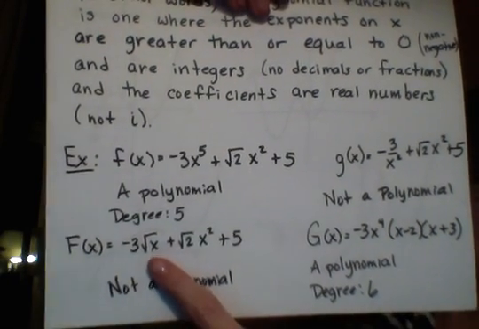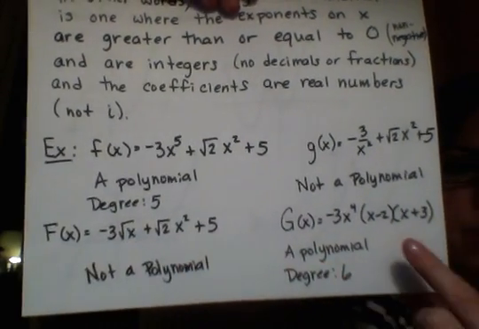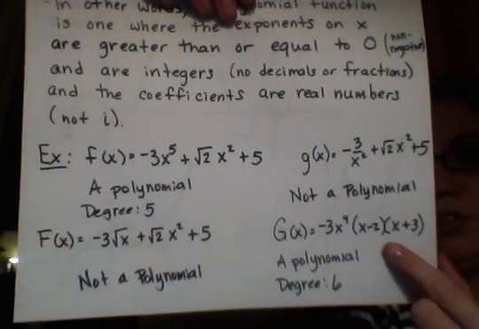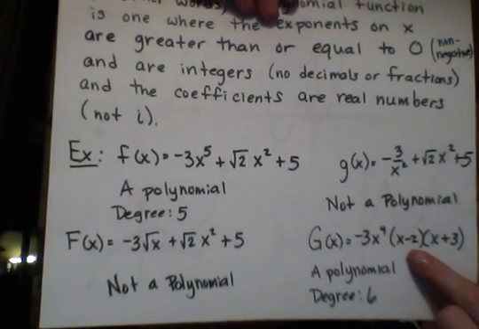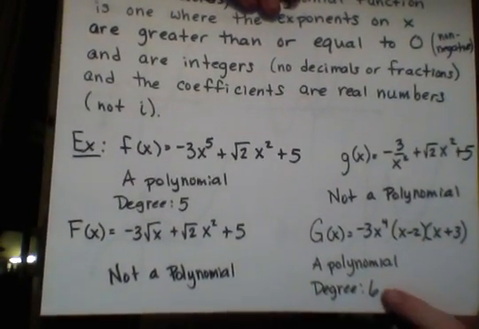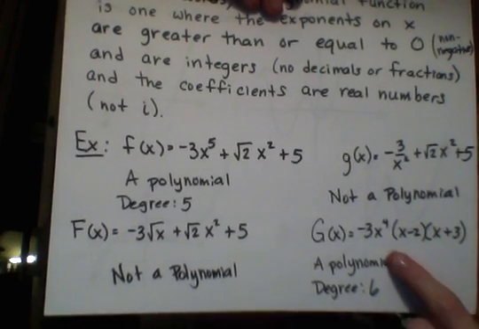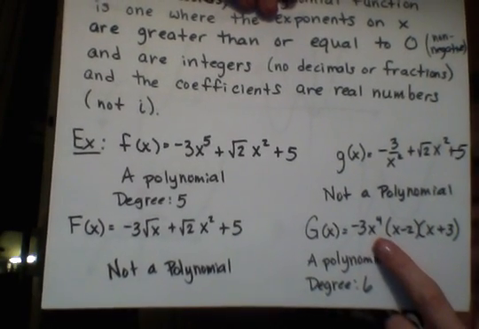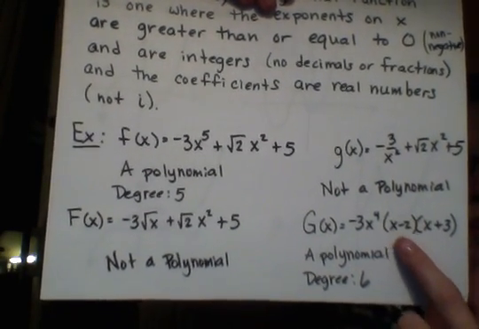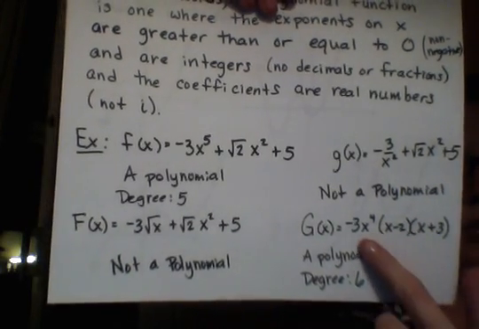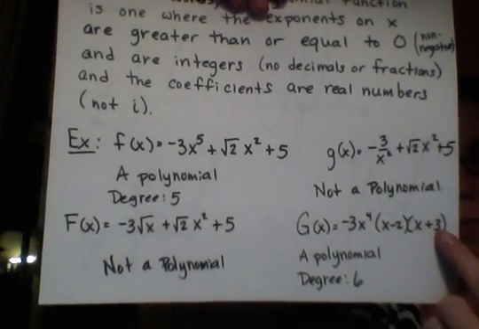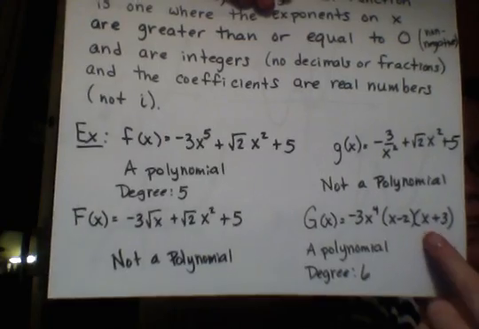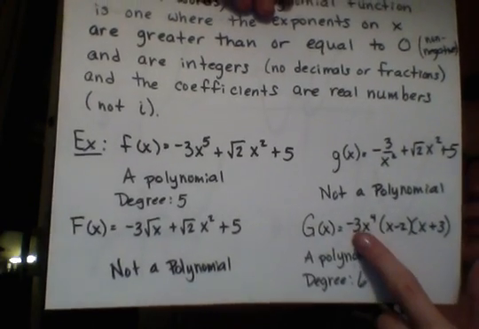But this capital G of x is a polynomial function, and it has a degree of 6 because we have x to the 4th. If I were to multiply all of this out, the largest power of x would be 6, because x times x would give us an x squared, times this x to the 4th would make it x to the 6th. That's why that has a degree of 6. Okay.